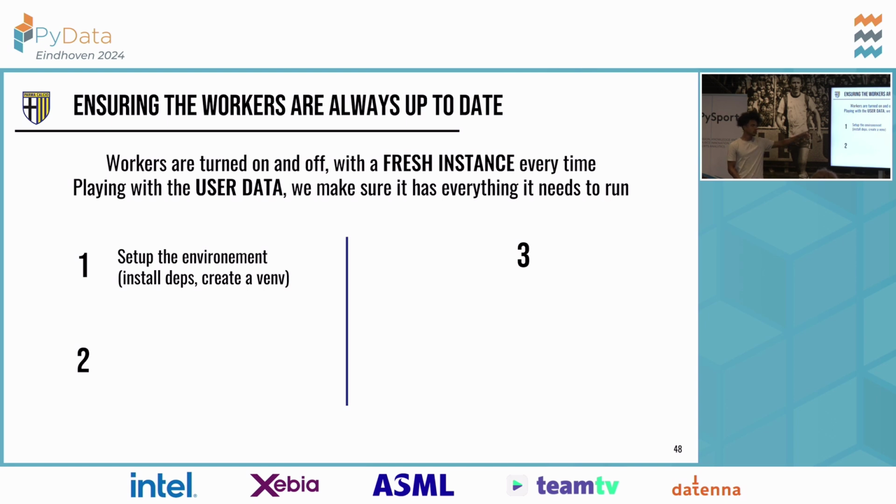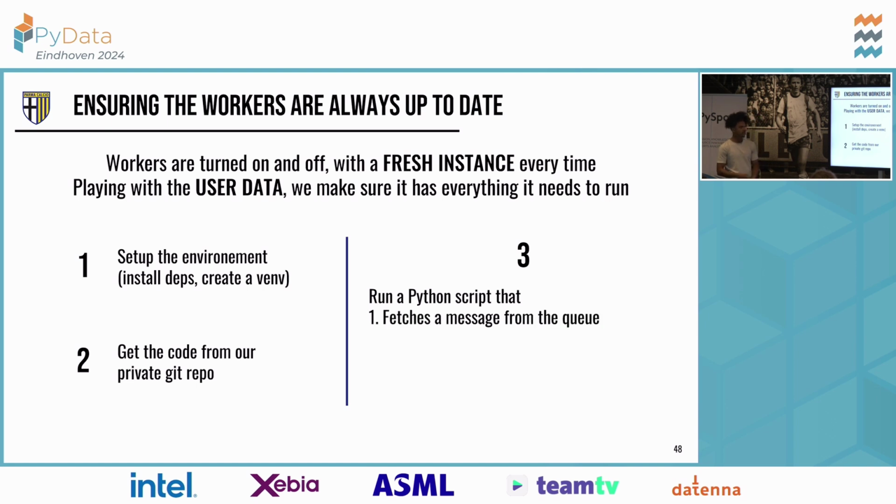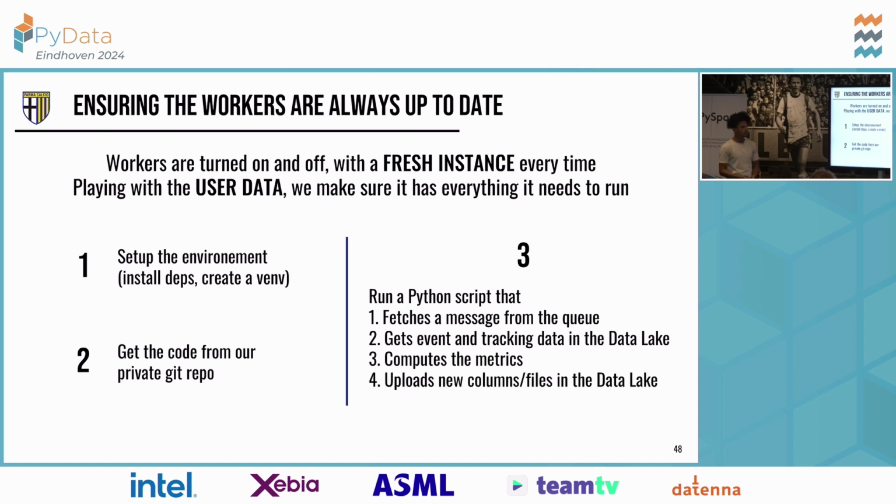We create a virtual environment. We do the pip install to install the dependencies. We do the git pull to get the code from the private Git repository. And finally, we run a Python script that fetches a message from the queue, gets event and tracking data in the data lake, computes the metrics, and then uploads the new columns in the data lake. And this process repeats until the machine is turned off.